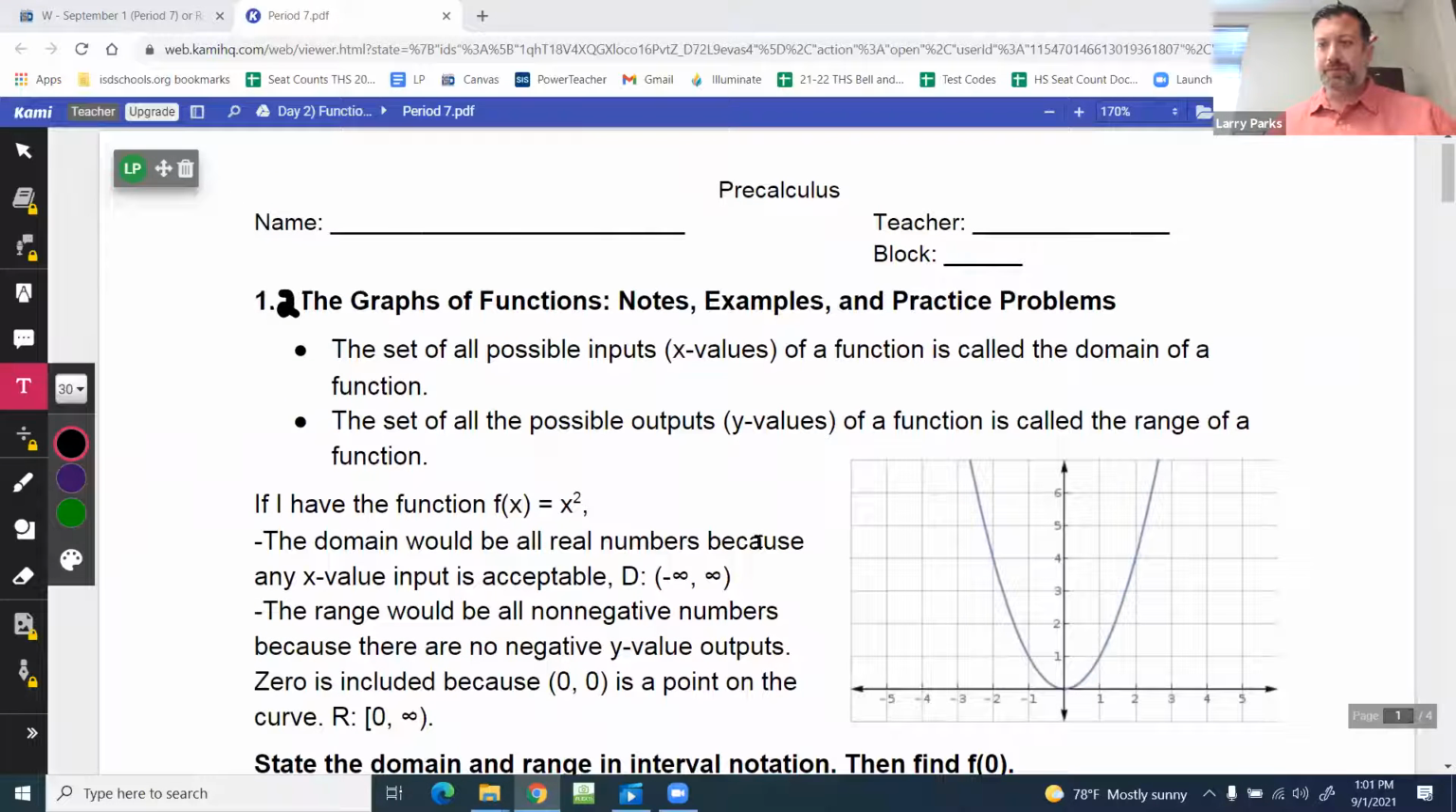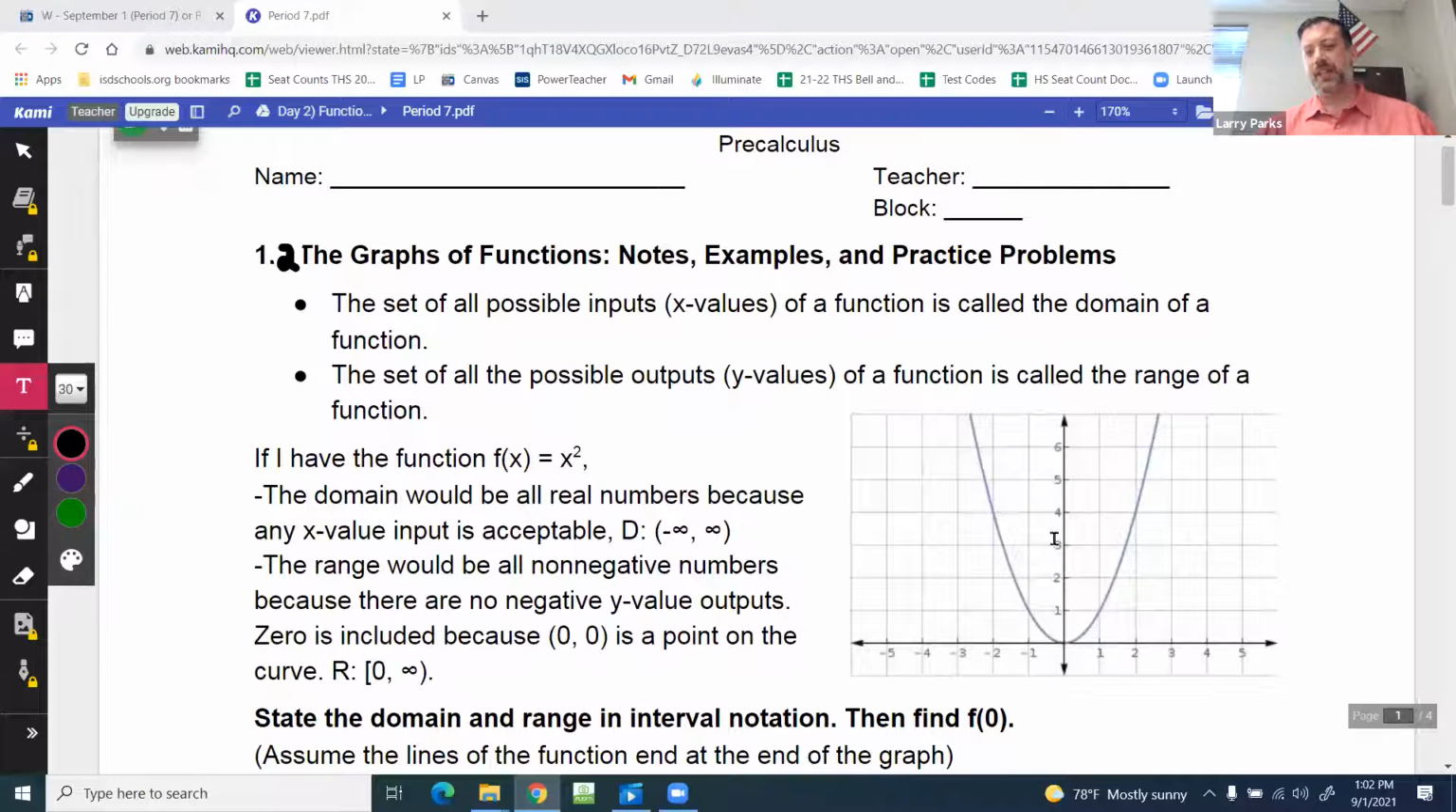We say that the domain of a function is all the inputs. It's all the allowable inputs. So here I have a graph, and domain is basically the x-axis. When I look at this graph, I would say the domain is all real numbers. Why? Because it goes to the left forever, and it goes to the right forever. The way you say all real numbers is you put negative infinity to positive infinity. This is called interval notation.